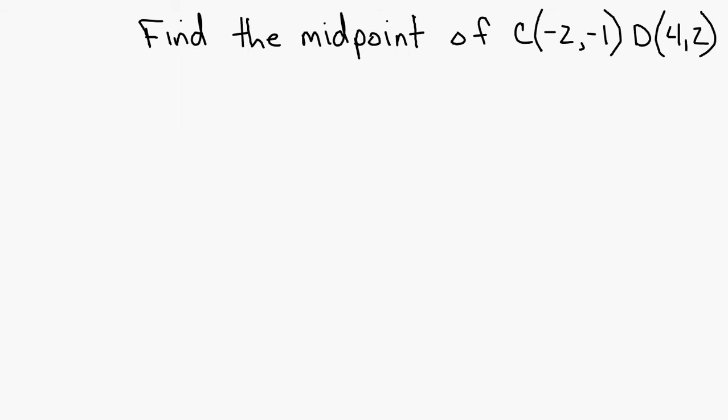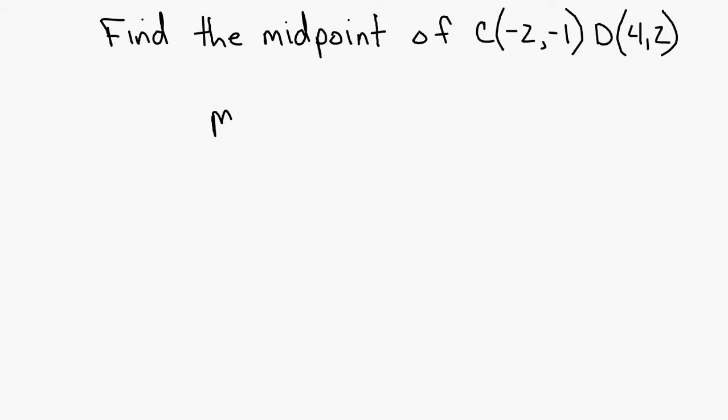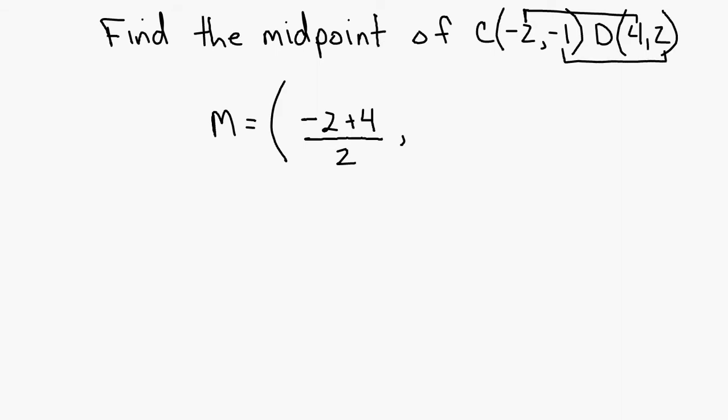So I'm going to abbreviate midpoint with M. The M is going to be equal to, aren't these the two x values? The negative 2 and the 4? Okay, so that's going to be negative 2 plus 4 divided by 2. And then the sum of the two y values, negative 1 plus 2 divided by 2, will give you the middle.